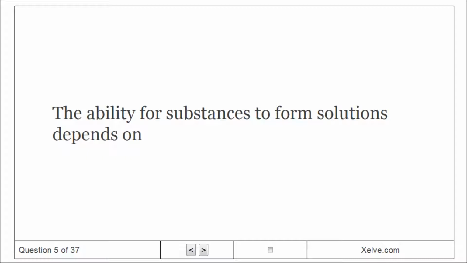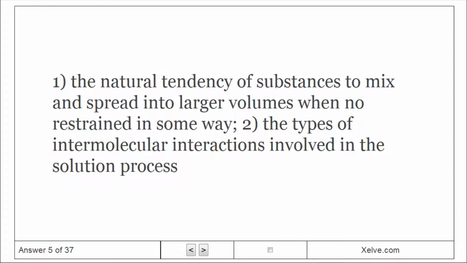The ability of substances to form solutions depends on: 1. The natural tendency of substances to mix and spread into larger volumes when not restrained in some way. 2. The types of intermolecular interactions involved in the solution process.